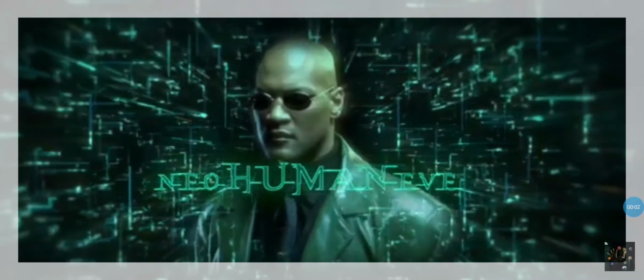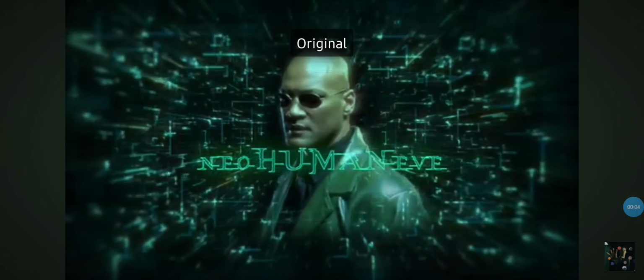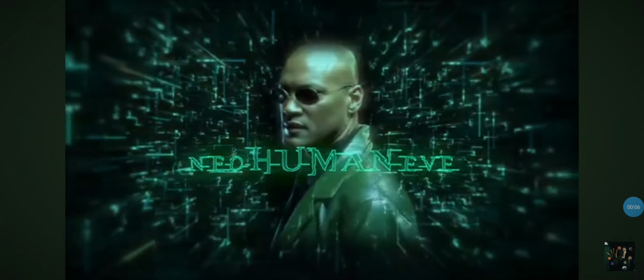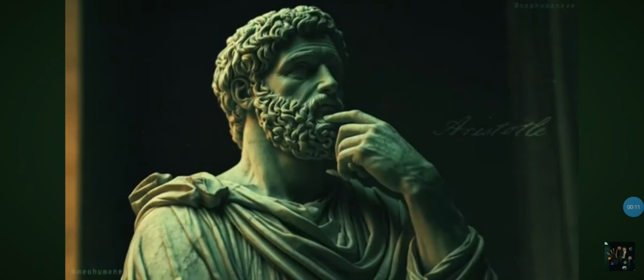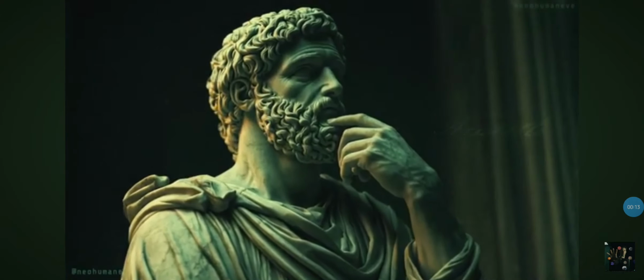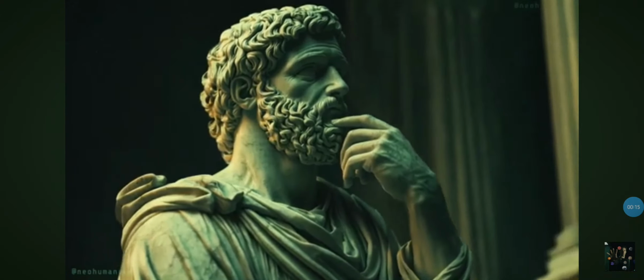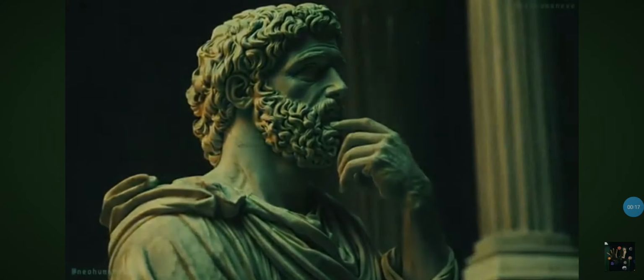A logical fallacy is an error in reasoning. It occurs when an argument's form is flawed. Aristotle was the first to systematize these errors in his Sophistical Refutations, identifying 13 fallacies.